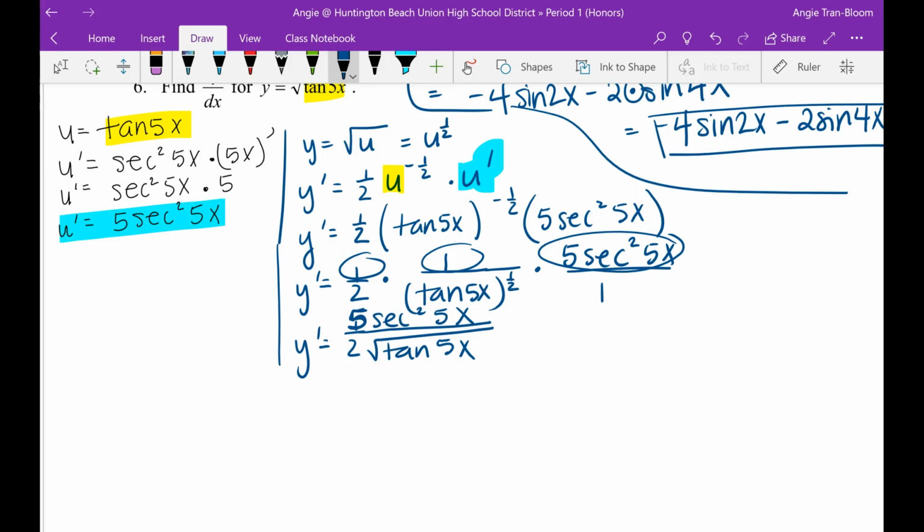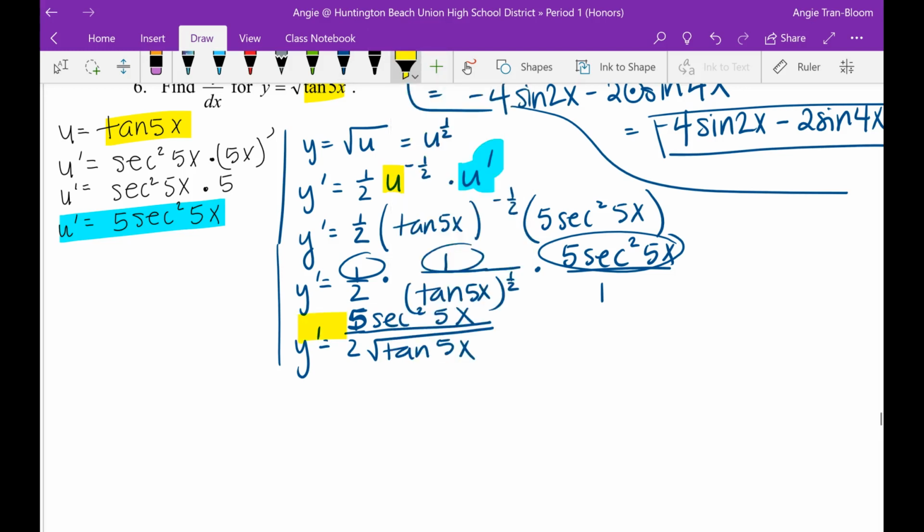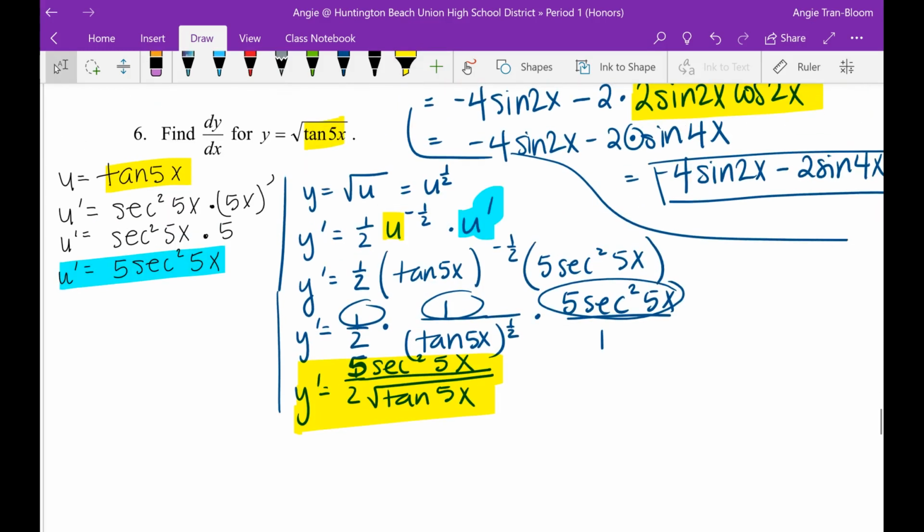Now, is there anything you can do from here? Not much, really, because the tangent of 5x is under the radical, so you can't really simplify. And so, therefore, this is as far as you can go. So, this is the final answer, that's the derivative of square root tangent of 5x.